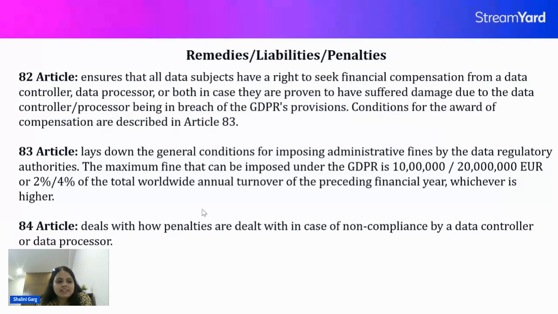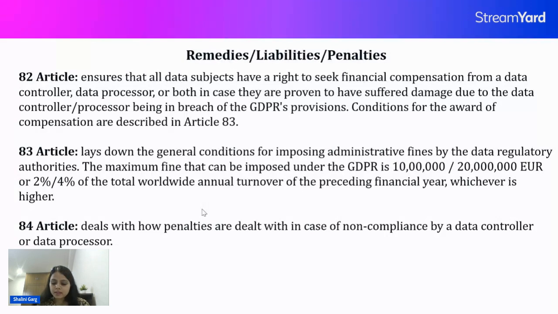Now, Article 83 and Article 84, the last few minutes. Article 83 talks about general conditions for imposing administrative fines. Very important for all the privacy professionals who are going to give interviews at any companies. This question is asked every time. So if the data controller or processor infringes the GDPR, the relevant supervisory authority can impose fines. Very clear. If I have breached something, if I have infringed the GDPR, then the fine would be incurred.